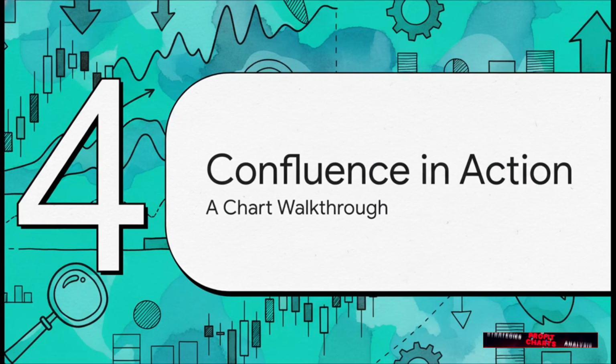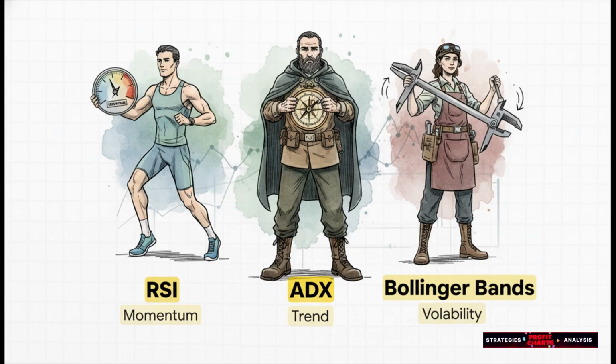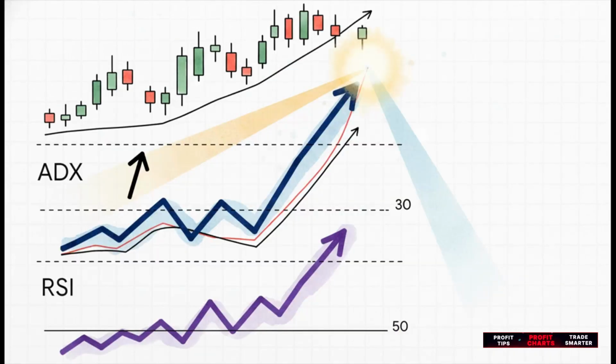We're going to pull up a chart and walk through exactly how a well-chosen indicator team can help us read the market with so much more clarity and confidence. So for this example, our team is going to be the RSI for momentum, the ADX to check the trend strength, and Bollinger Bands to measure volatility. Remember, each one is giving us a unique piece of the puzzle, and we need all 3 to see the whole picture. Okay, so check this out.